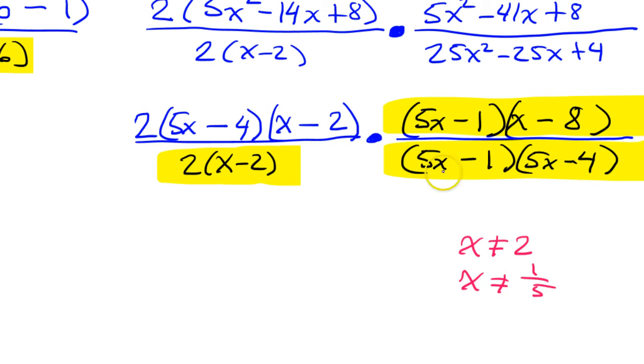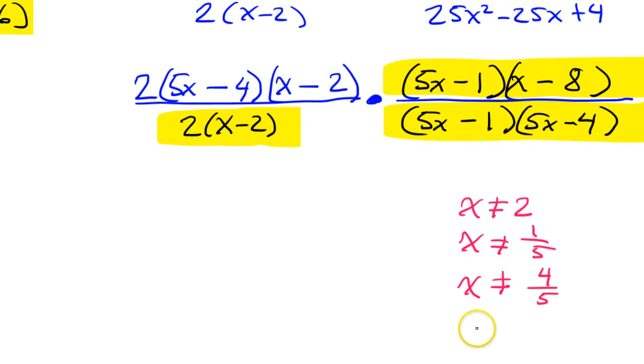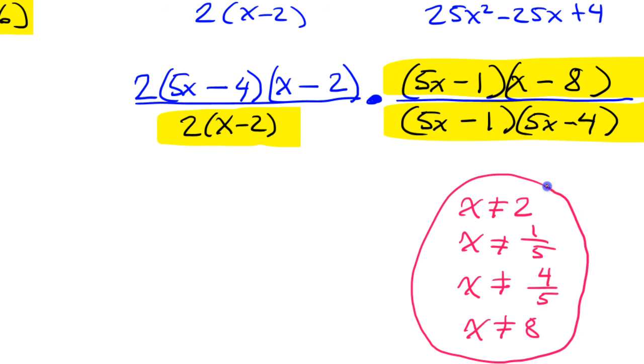All right, so I did this one, I did this one. If I said 5x minus 4 equal to 0, that would tell me that x cannot equal 4/5. Now I'm looking up in the numerator. I already did 5x minus 1 down here, but x minus 8, if I set that equal to 0, that tells me that x cannot equal 8. So these are my excluded values, my restrictions.